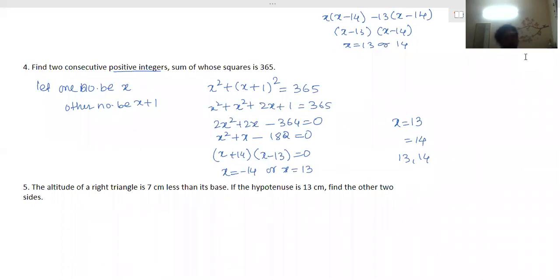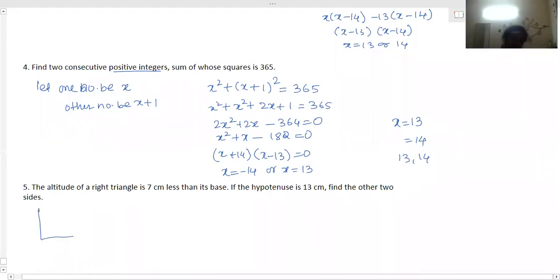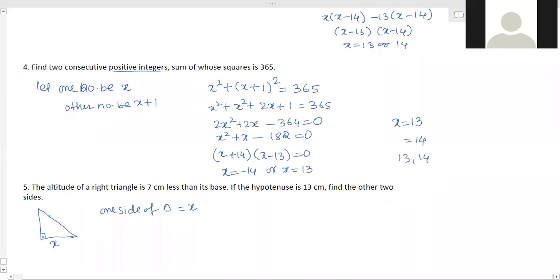The altitude of a right triangle is 7 centimeter less than its base. If the hypotenuse is 13 centimeter, find the other two sides. Mayuka, can you tell this? Ma'am, let one side of the triangle be x. One side I will draw first. One side of the triangle is x, this I will consider as x. The other side be y.